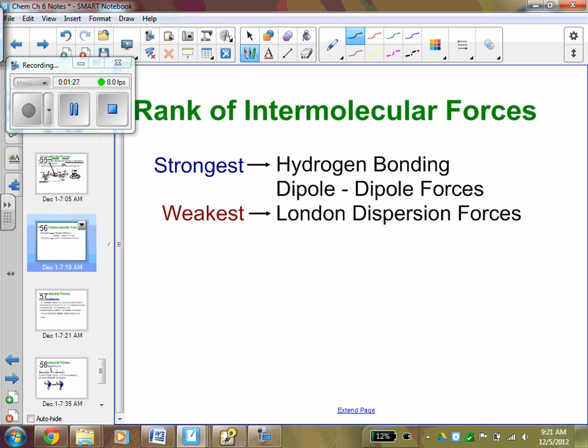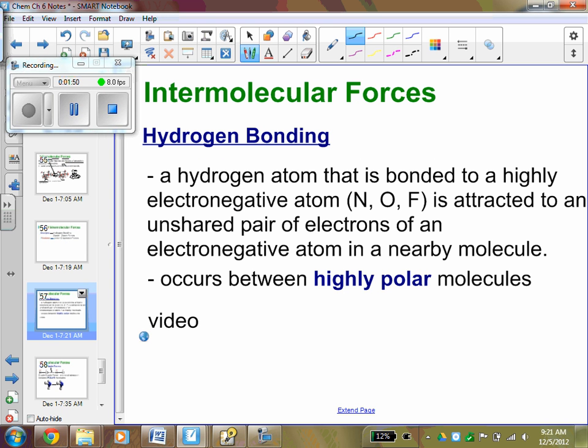We can rank them. There is actually hydrogen bonding, which is a type of dipole-dipole force, but it's a special dipole-dipole force, which we classify as on its own. Then we have just regular old generic dipole-dipole forces, and finally London dispersion forces. Okay, so those are the weakest. Strongest is hydrogen bonding, dipole-dipole, then London dispersion. So let's talk about these three things.